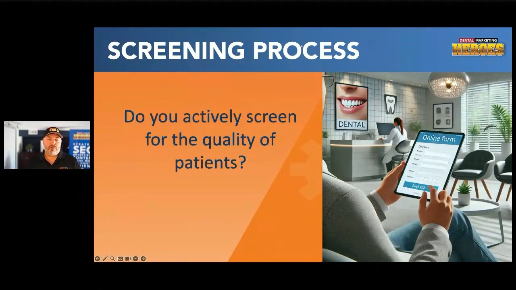Key questions to include in the screening process: training your staff to identify red flags. It takes energy and effort, but it pays off in the end. Prioritizing patients who align with your practice values is vital.